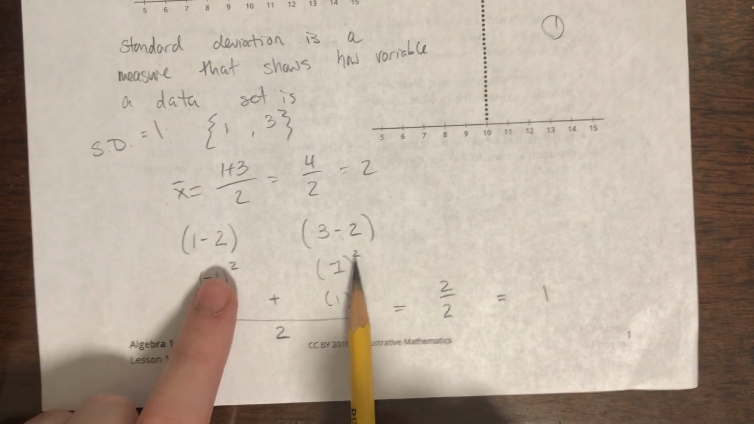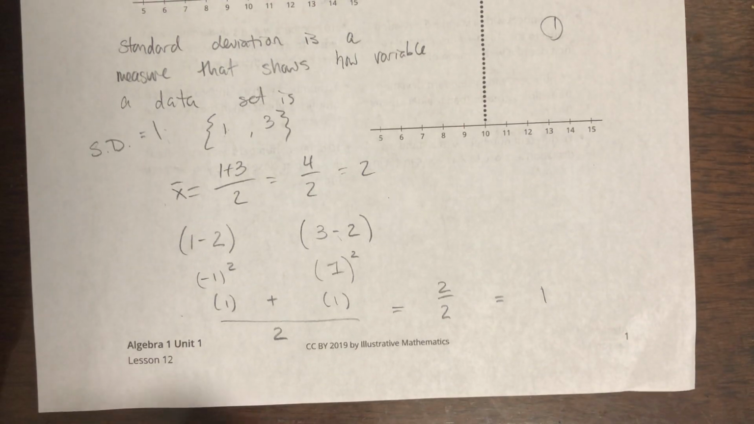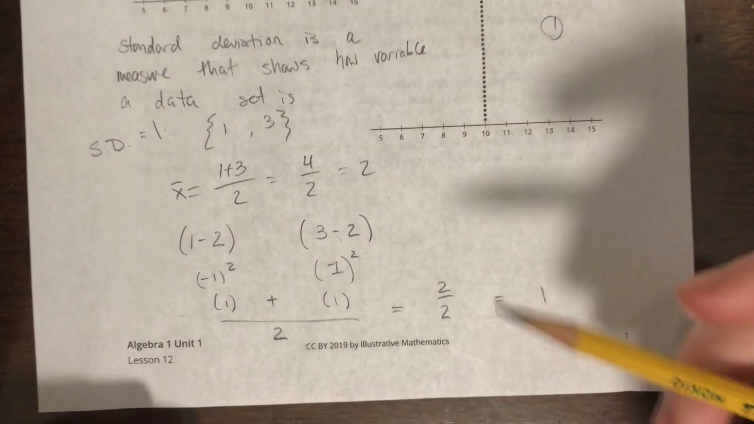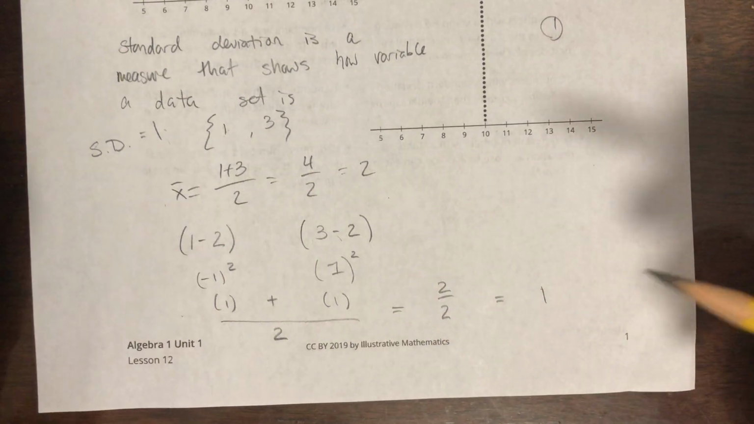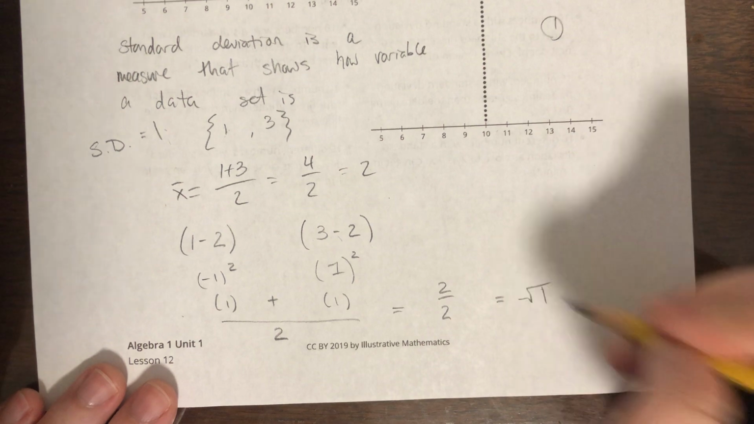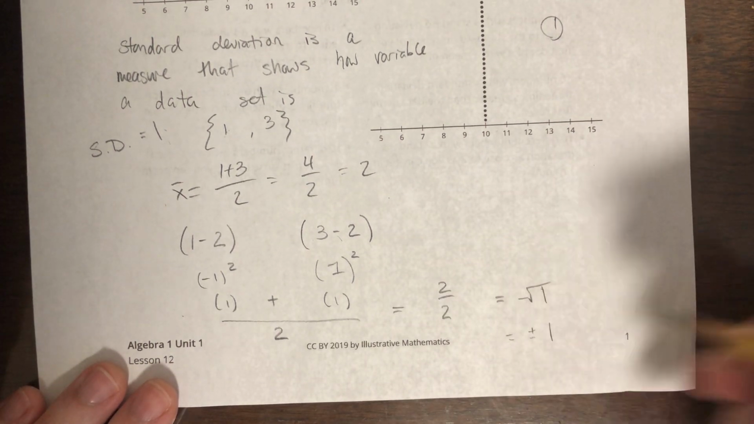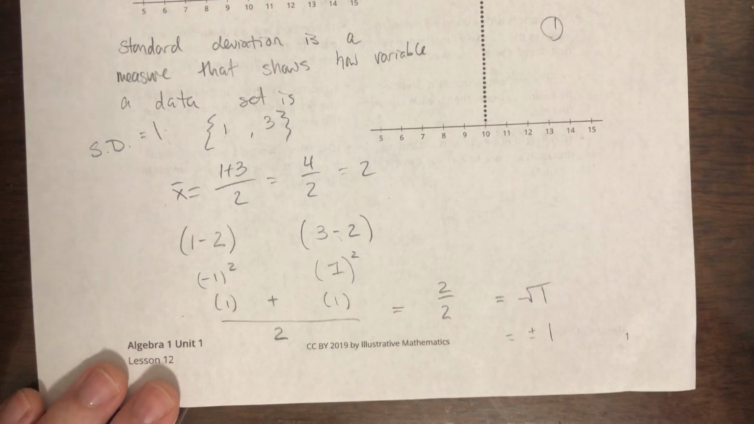See how I squared both of these differences? Let's say we were talking about people, right? That would mean that I square the unit people as well. So my unit would be people squared. So to get it back to my original unit, I take the square root. And the square root of 1, in this case, we only want positive numbers for standard deviation. So that's going to be a positive 1.